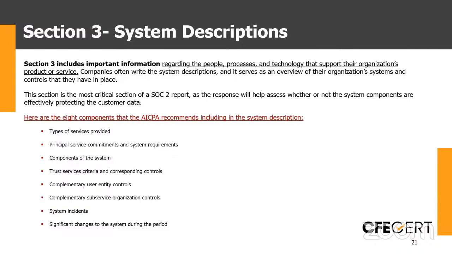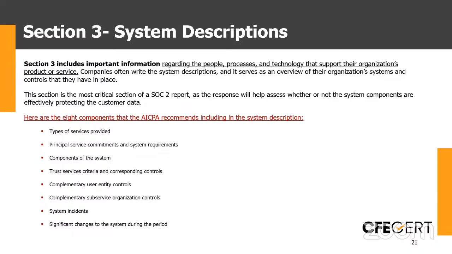Next is section 3. This section includes important information about the people, process, and technology that support their organization's product or service. Some companies often write their system descriptions, and it serves as an overview of their organization's system and the controls that they have in place. This is the most critical section, as I mentioned, and it will help assess whether or not the system components are effectively protecting the customer data.